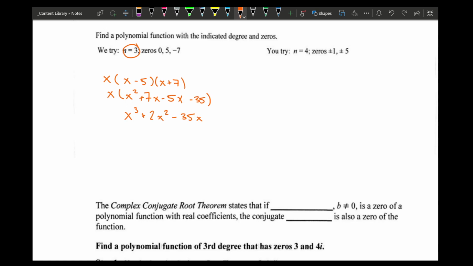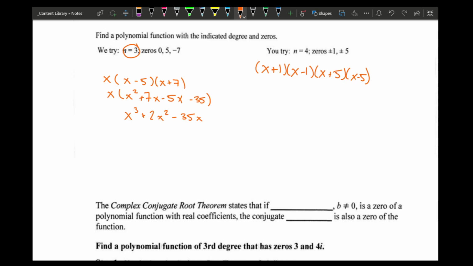Now, the next one. This one can be long, but this particular problem is actually not long. So I'm going to write it out, and then I'm going to point out my number sense here. So I have positive and negative 1 and positive and negative 5. So x plus 1, x minus 1, x plus 5, x minus 5. Now I could multiply this out, but I see a pattern here.